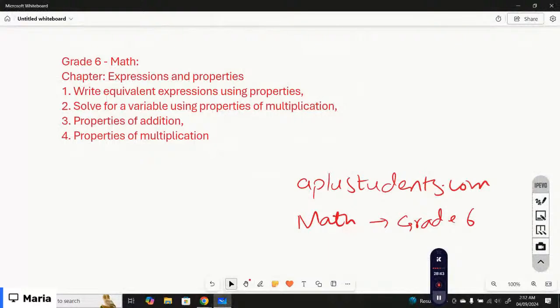We're going to start with the chapter expressions and properties, and the lessons we're going to cover today are write equivalent expressions using properties, solve for a variable using properties of multiplication, and properties of addition. So please make sure you have your notebook and pencil so that you can note down the important examples and definitions as well.